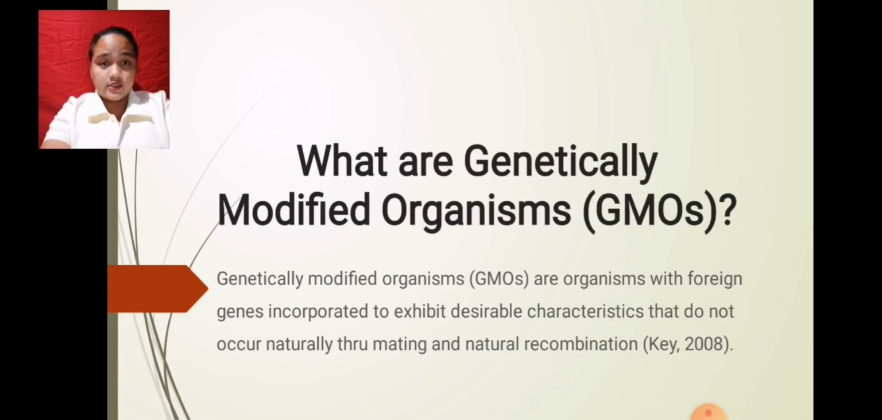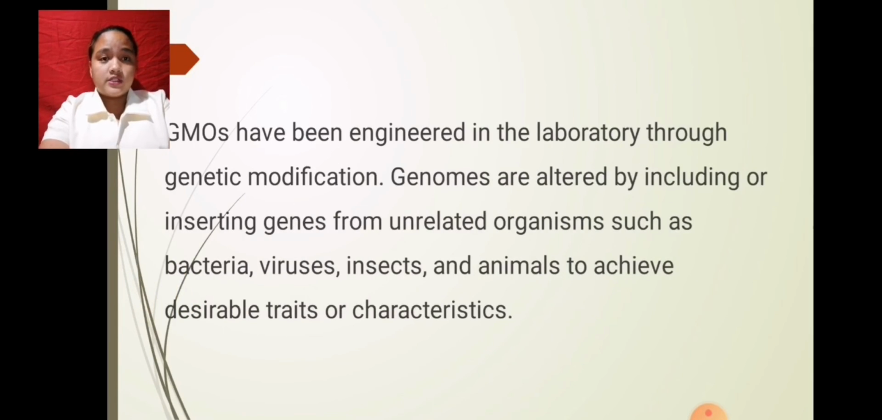So, what are GMOs? Genetically modified organisms, or GMOs, are organisms with foreign genes incorporated to exhibit desirable characteristics that do not occur naturally through mating and natural recombination. GMOs have been engineered in the laboratory through genetic modification. Genomes are altered by including or inserting genes from unrelated organisms such as bacteria, viruses, insects, and animals to achieve desirable traits or characteristics.